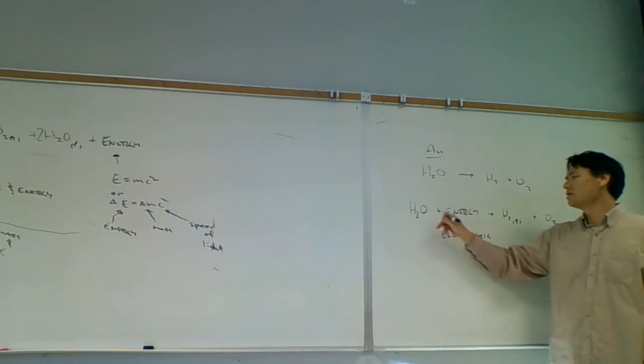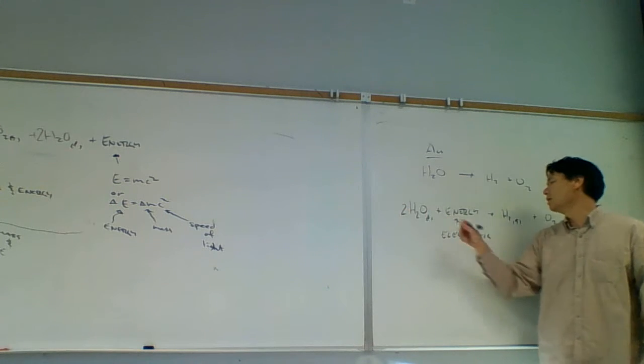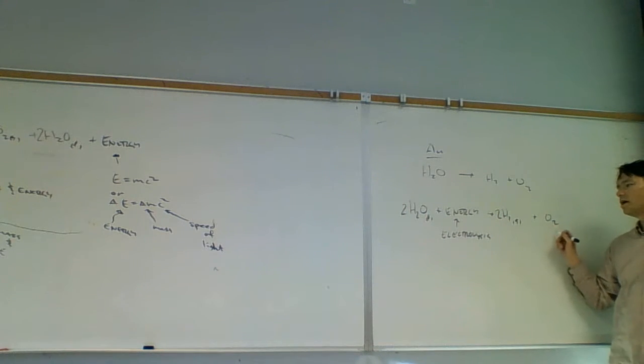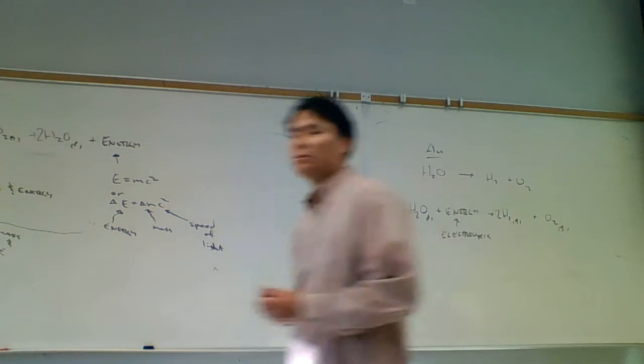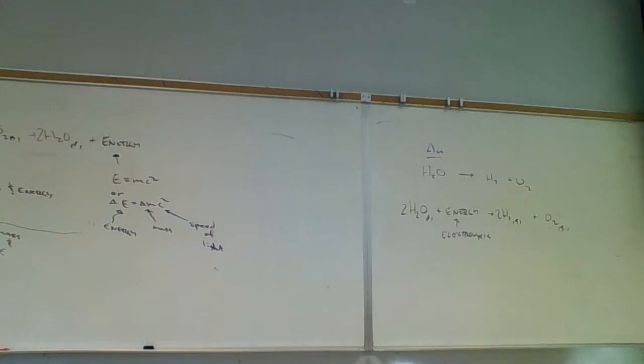Now we have to balance this. If we take liquid water, we need two waters, and we'll form two hydrogens and one oxygen. The hydrogen and oxygen are both going to be gases. And so let's end this with just a quick YouTube video on electrolysis here. And this is going to be by chemical means. So let's look at electrolysis of water.